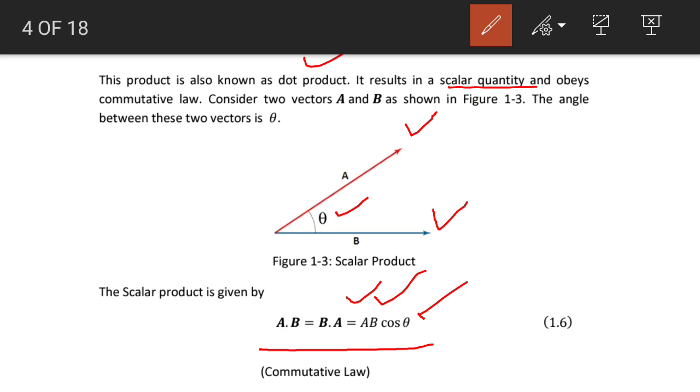So the magnitude of A multiplied by the magnitude of B multiplied by cos of the angle between these two vectors results in the scalar product, and it gives you a scalar quantity. You know that AB cos theta is a scalar quantity. It's not a vector quantity.